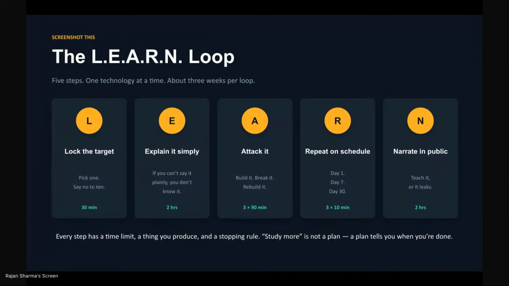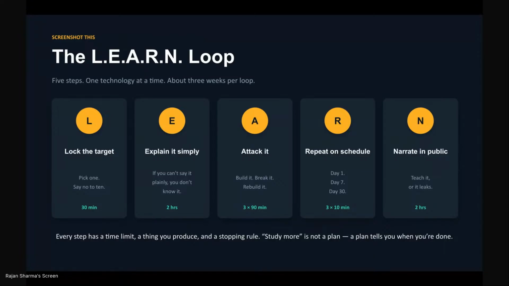So first is L, lock the target: pick one technology and say no to all other technologies. The second bucket you need is E, which stands for explain it simply. If you cannot say it in plain language, you don't know about it. That is the second thing.